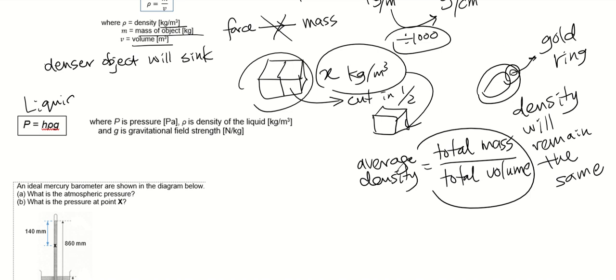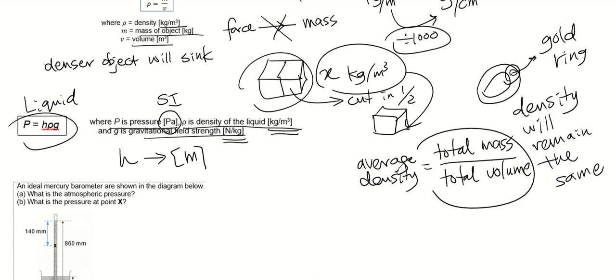Liquid pressure is given by this formula, rho g h, or h rho g. Your P is given in Pascal. Your rho is the density of the object. That's why we covered density just now, with SI unit of kg per meter cube. And g is your gravitational field strength in Newton per kg. Again, if we want it expressed in the SI unit of Pascal, everything else must be in SI units. That means your h must be in meters.